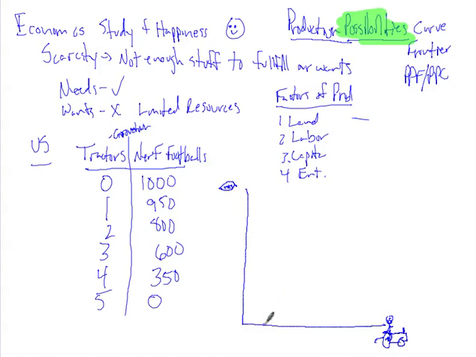And then over here, this is Nerf footballs, not the best football. But anyway, okay, so we've got the production of tractors down here, production of footballs up here. So let's say we can produce up to 5. So 1, 2, 3, 4, 5 tractors. And we've got up to 1,000, so let's just do increments of 100. 100, 2, 3, 4, 5, 6, 7, 8, 9, 1,000. 800, 600, 400, and 200.